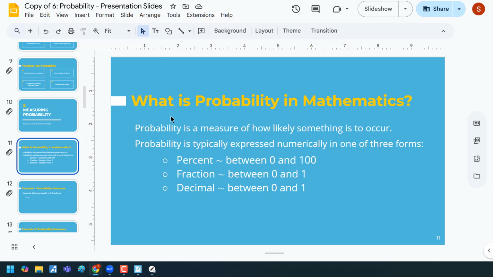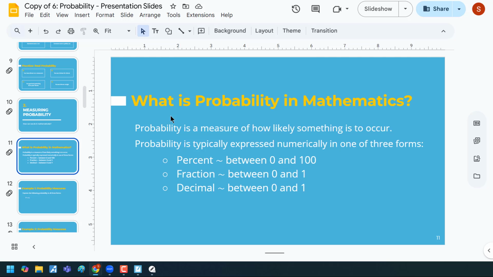You can use percentages between 0 and 100%. 0 meaning it's impossible for that thing to happen. 100% meaning it is absolutely going to happen. And obviously 50% is 50-50, and the scale is 0 to 100.